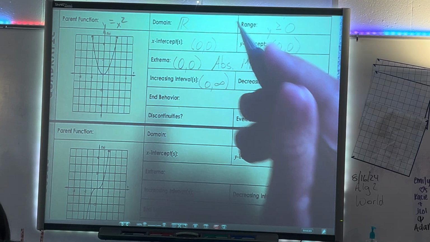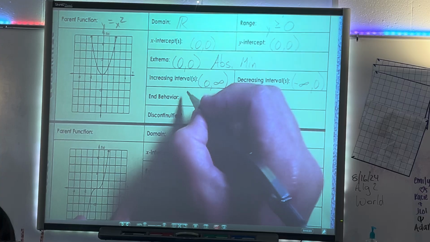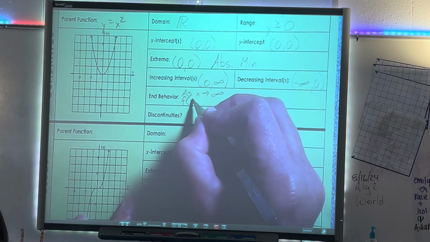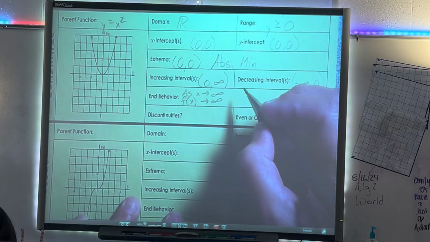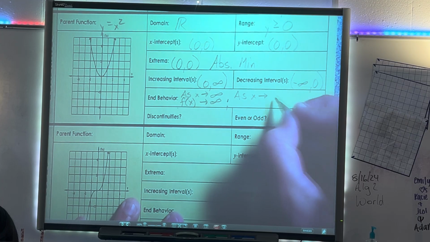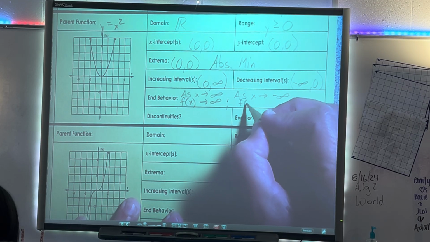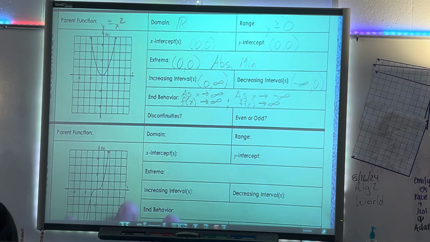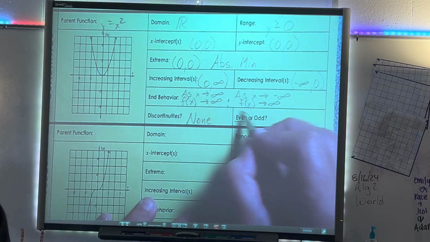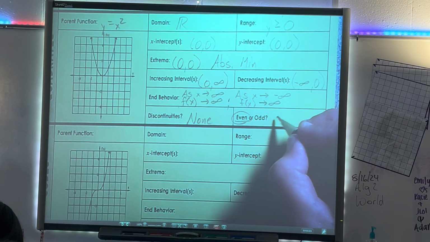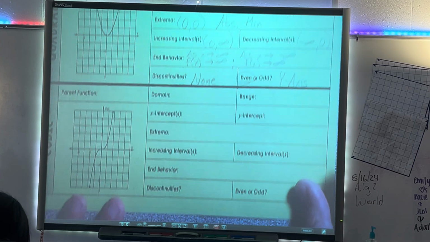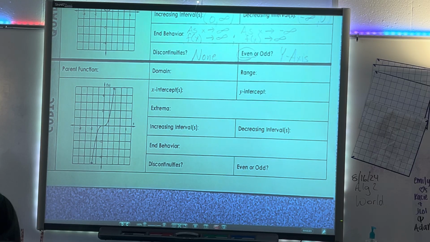The end behavior is going to match that of the absolute value. So as x approaches infinity, f of x approaches infinity. As x approaches negative infinity here, f of x still approaching infinity, so going up. Okay, discontinuities, there are none. This one is even. Symmetry about the y-axis there. Okay, so still nothing new. Y'all have seen all of these.